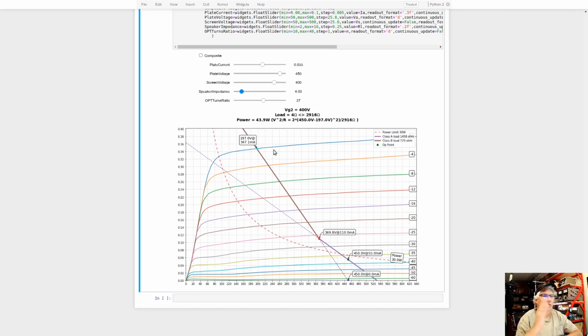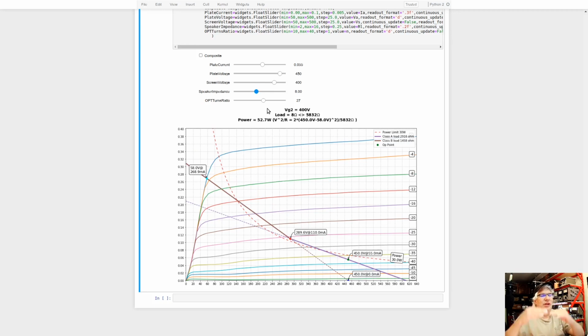It looks like we need to reduce the slope of this line. So let's go back up to 8 ohms here. And let's move the line down. So let's change the plate current down a little bit, so we're working below our power dissipation. And so right there, if we were only in class A, we would result.